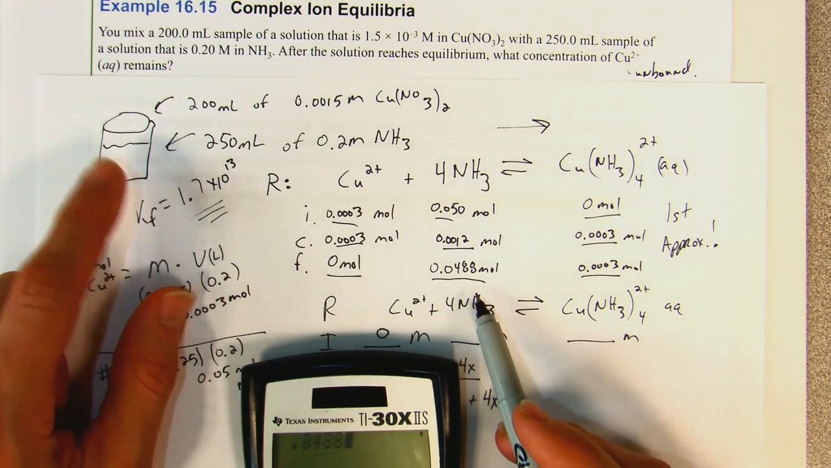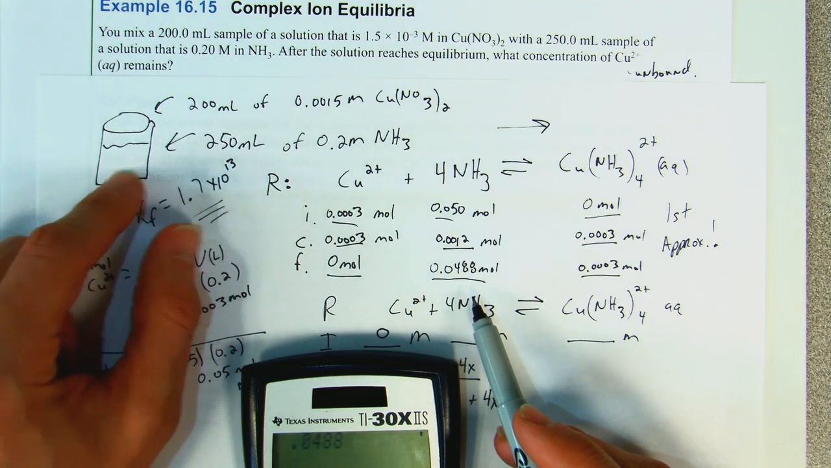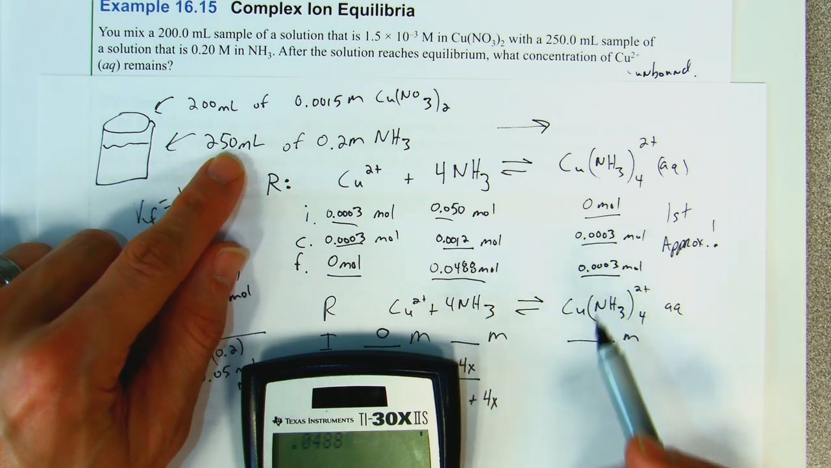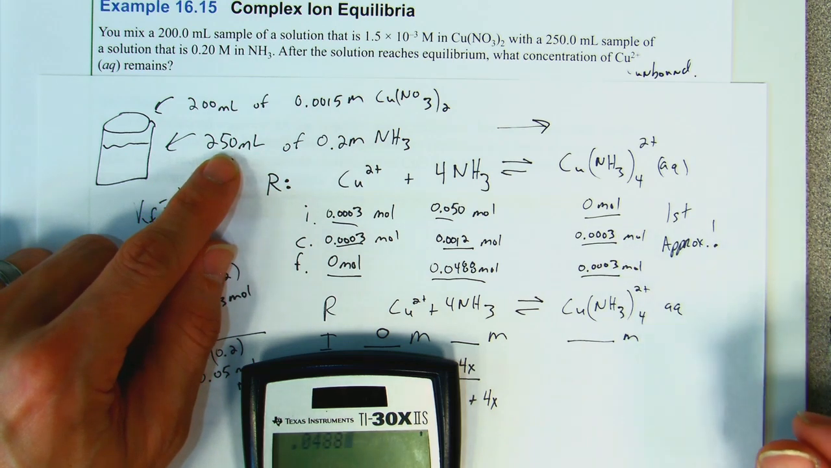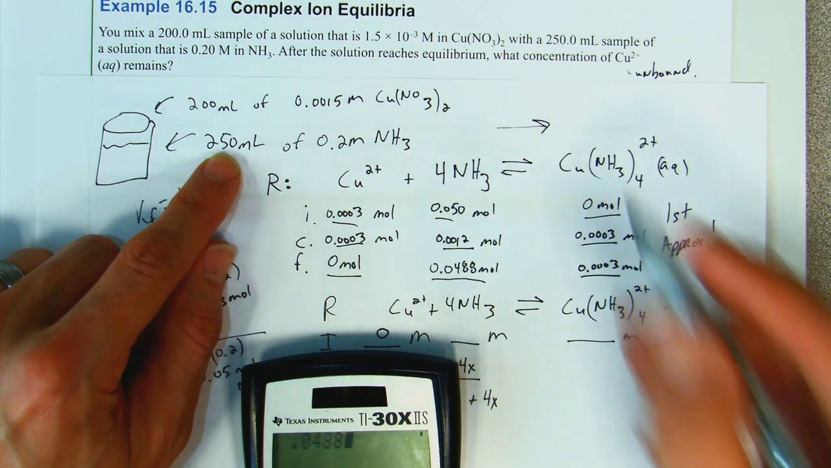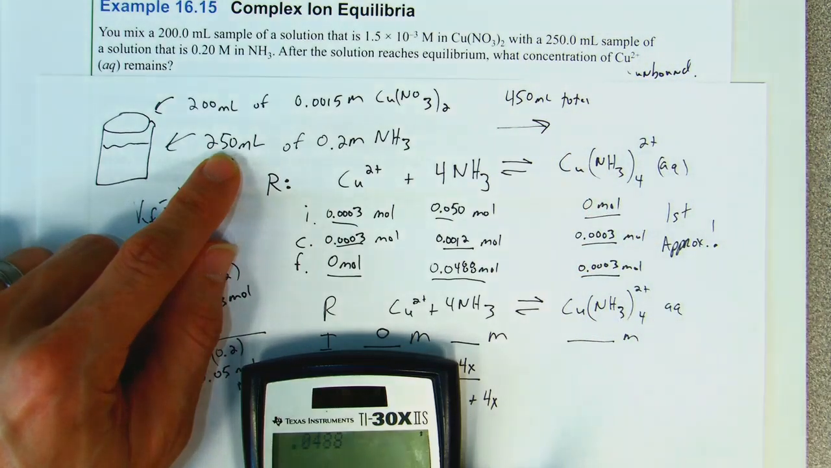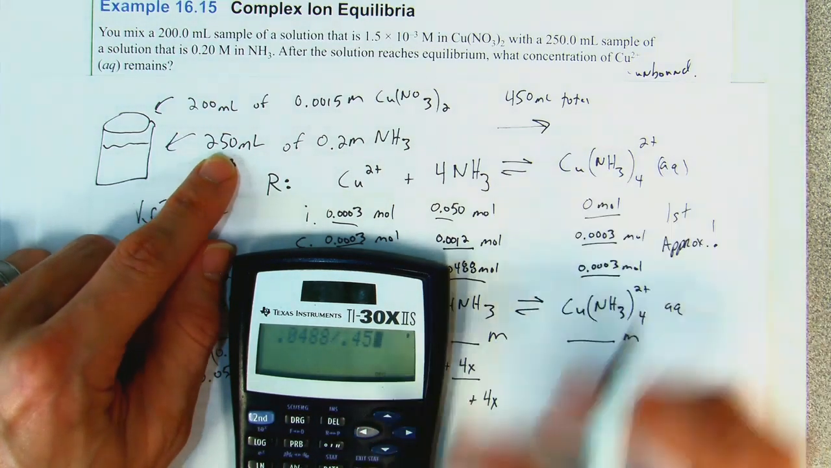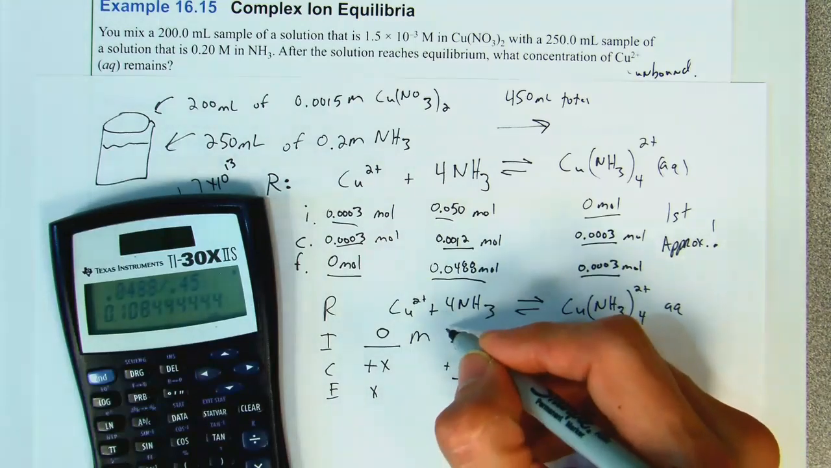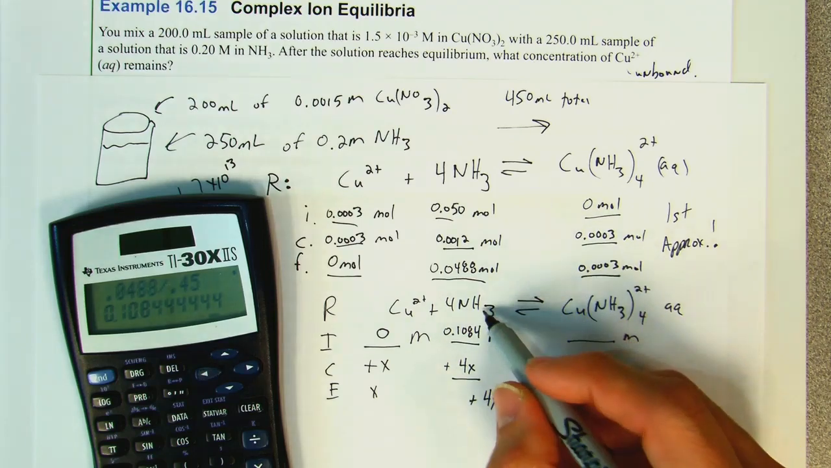So what did I do to make this solution? Well, I mixed 200 milliliters with 250 milliliters. So my final volume should be about 450 milliliters. It turns out in reality, sometimes volumes are not additive, but for problems like this, we'll typically assume that they are, unless we're told otherwise. So in this case, I think it's safe to assume 450 milliliters total volume. And if I do that, I take my number of moles and I divide by 0.45 liters, which is 450 milliliters. I get a starting concentration of 0.1084 for my molarity of my ammonia.